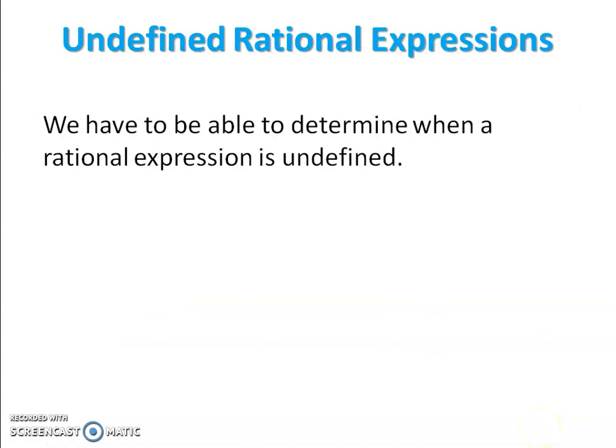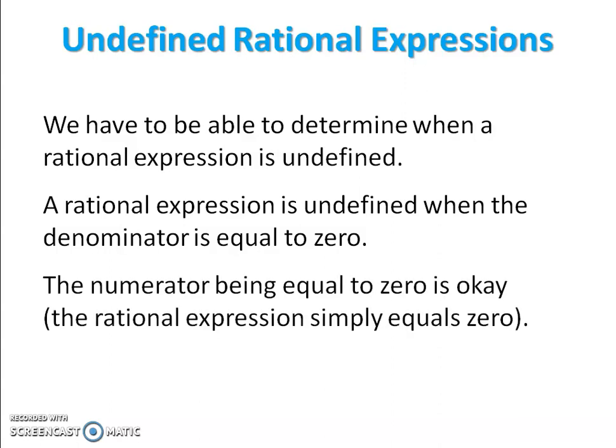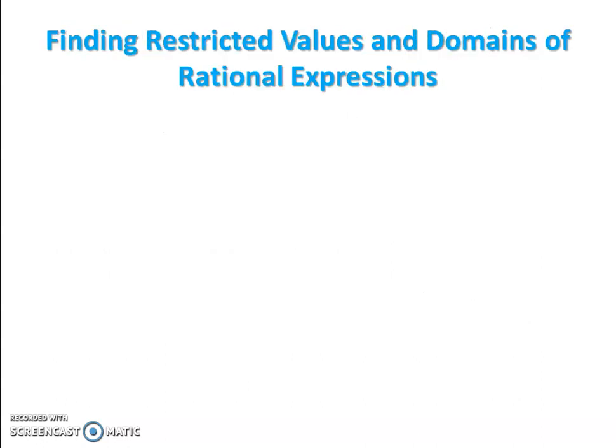So that whole thing with not dividing by 0, in math we say that an expression is undefined when the denominator, the part on the bottom, is equal to 0. The numerator can be 0, because you can do 0 divided by anything. You just can't do anything divided by 0. And that's what allows for what are called restricted values.